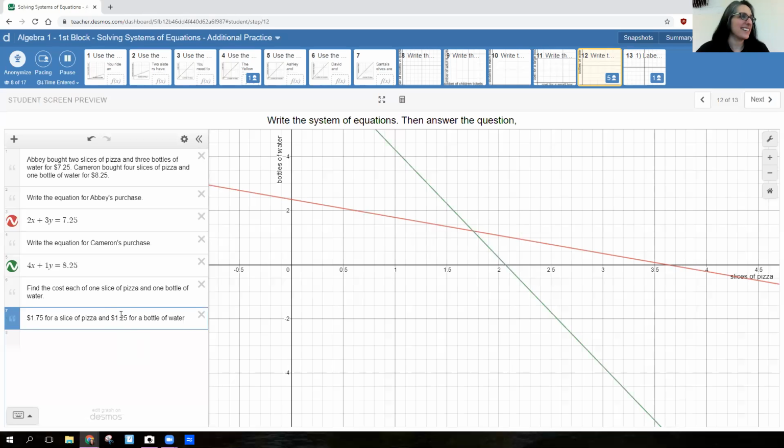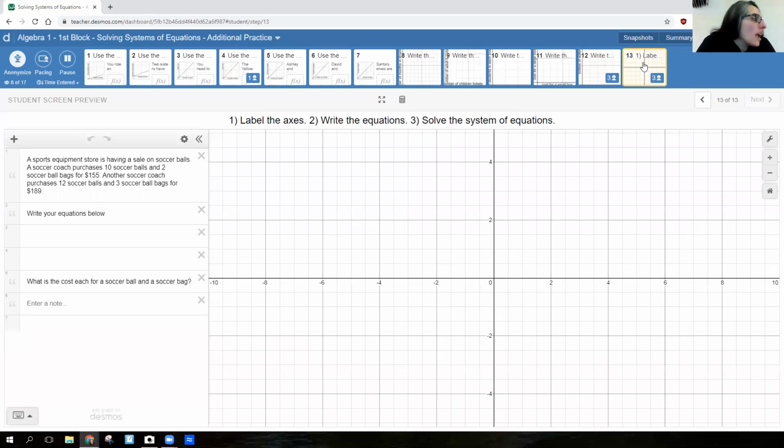All right. Okay, good. Slide 13. This is the last one. Lucky 13. A sports equipment store is having a sale on soccer balls. A soccer coach purchases 10 soccer balls and 2 soccer ball bags for $155. Another soccer coach purchases 12 soccer balls and 3 soccer bags for $189. Make the equations. So we got soccer balls, soccer bags. So X and Y, right?